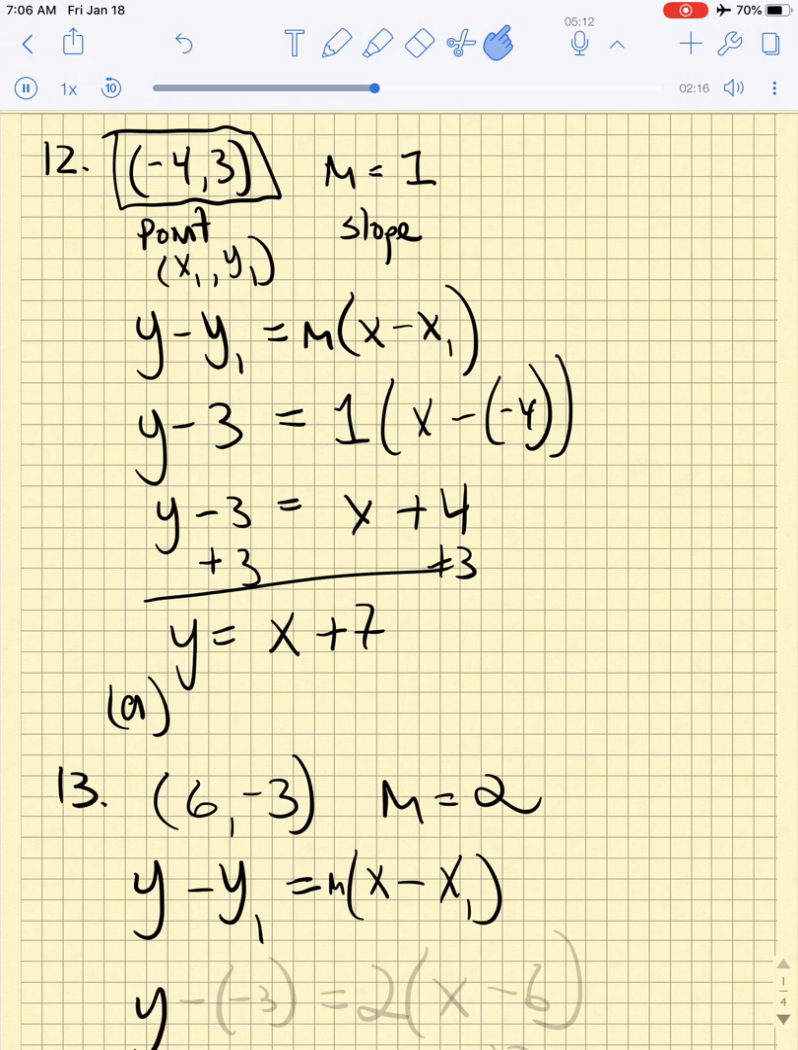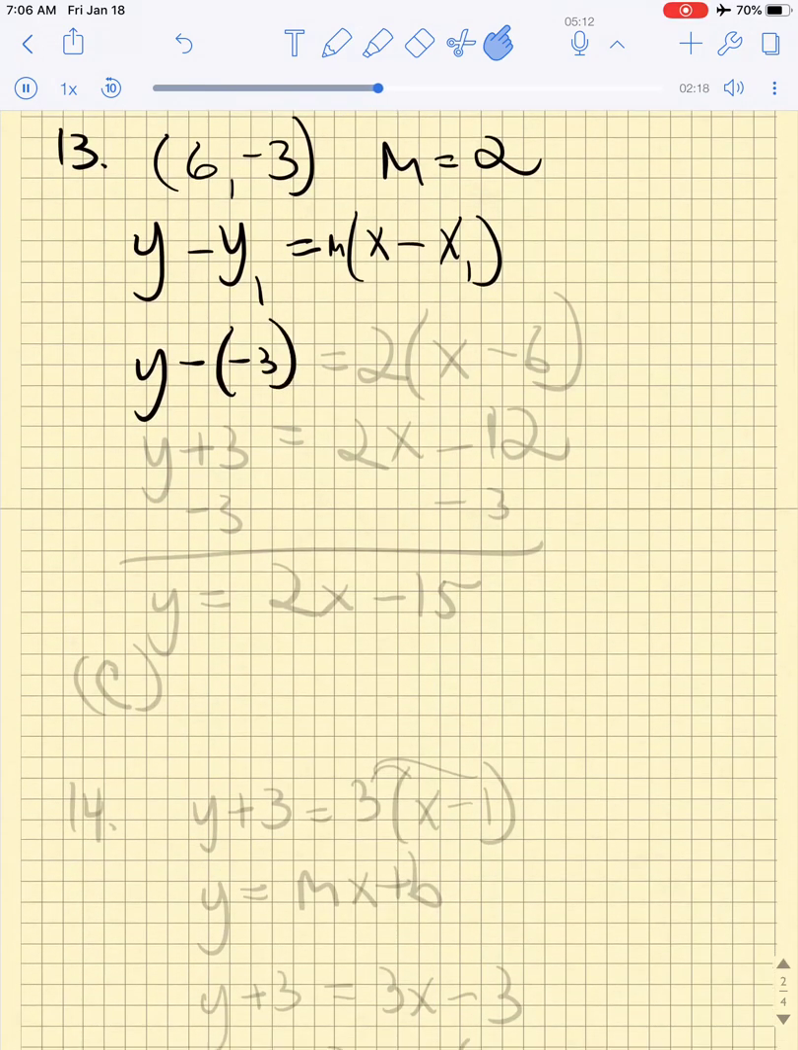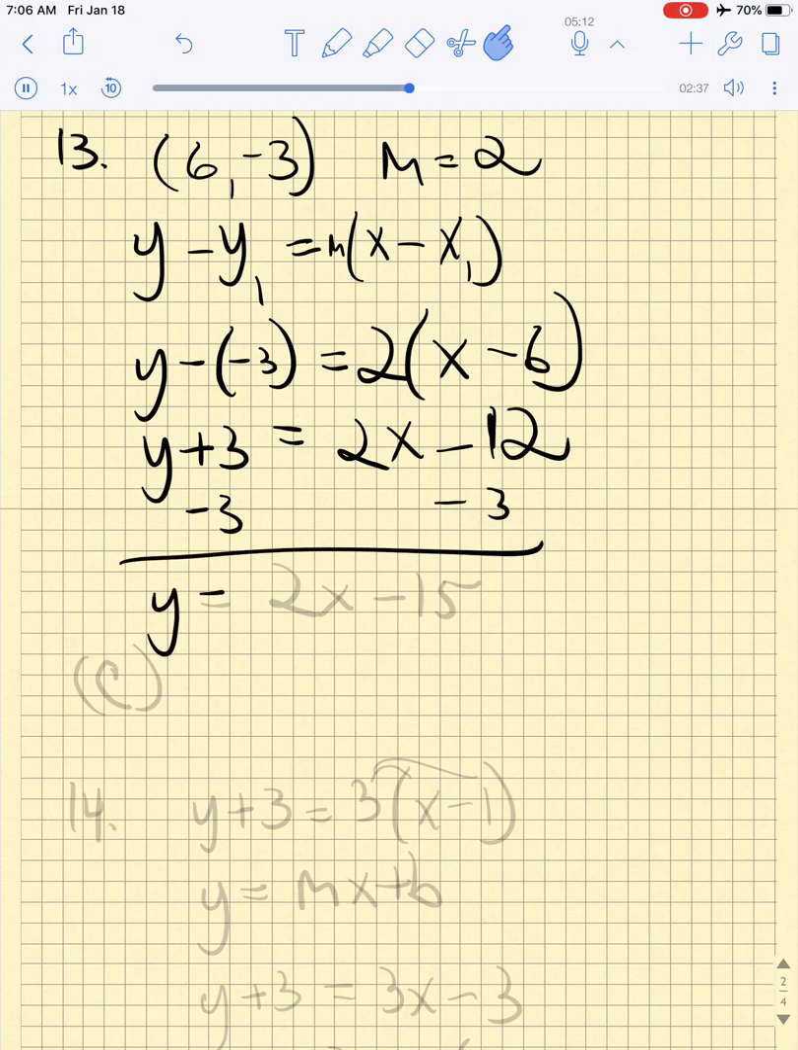So now we say y minus -3 equals 2 times x minus 6. This is going to be y plus 3, because the negative times the negative is positive. This is 2x, and this is -12. Okay? So we subtract 3 from both sides, and we get y equals 2x minus 15. That is choice C. So that's 13.